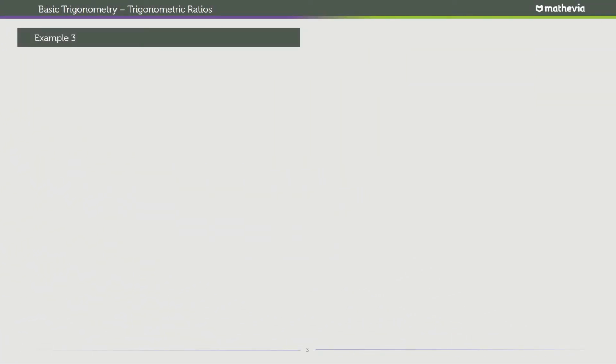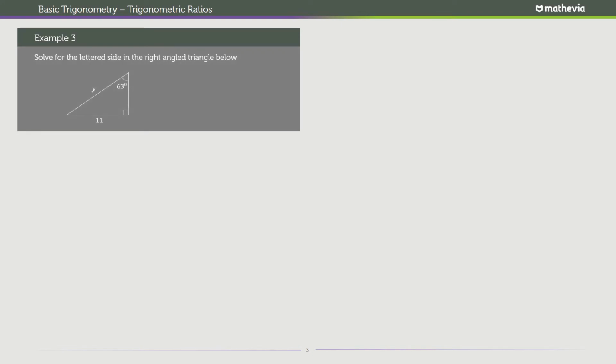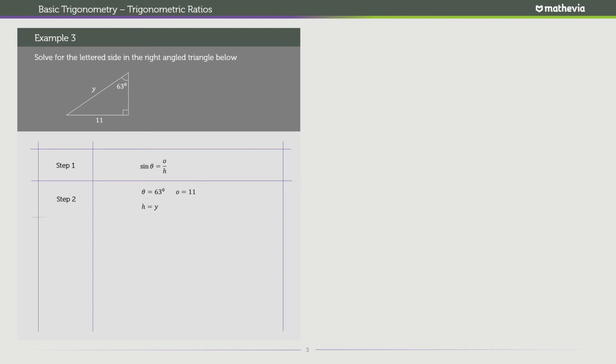Another example, example 3. In example 3, we've been asked to solve for y. So we solve for the lettered side in the right angle triangle below. To solve for the lettered side, we're working with the hypotenuse and the opposite. Very important, the opposite, not the adjacent. Our angle is up there, so we're looking for the trigonometric ratio that relates the opposite and the hypotenuse, and we know that's sine. So sine of 63 equals the opposite, 11, over y.